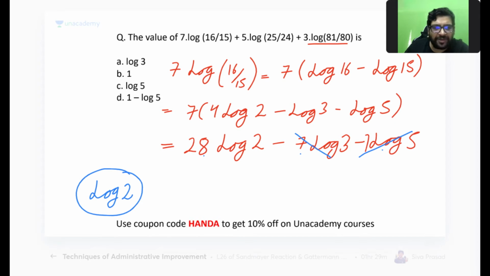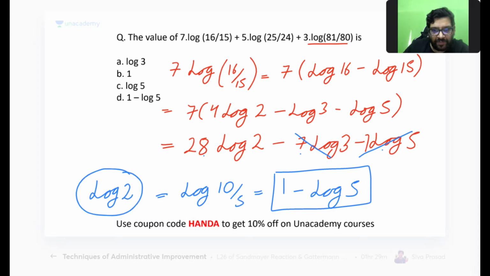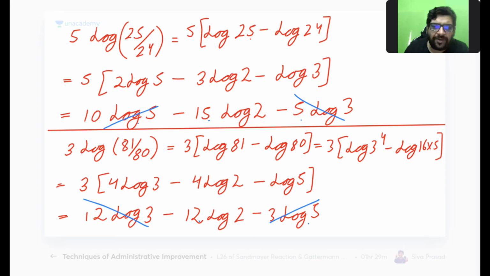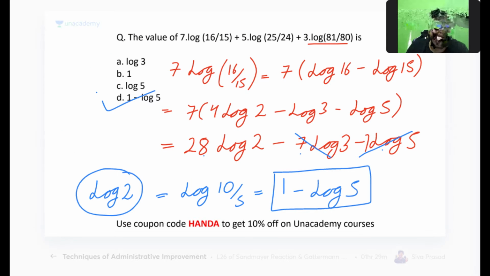But I do not have log 2 in the options. So what is log 2? Log 2 is log of 10 by 5, which is 1 minus log 5. Long and calculative. I'm not saying that this is a quick question, but hopefully you got the concept involved, and these are the kind of questions that you need to understand and practice to do well in the CAT exam.